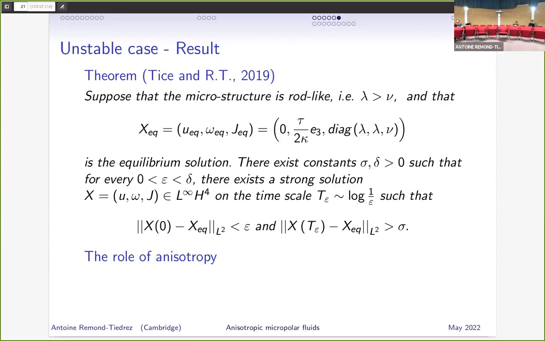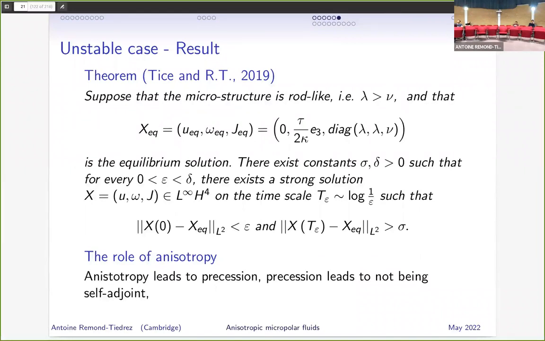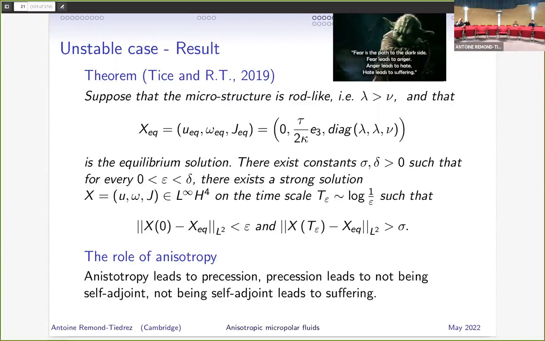And so as a summary, what does anisotropy do here? It leads to precession. Precession leads to not being self-adjoint. It leads to a lot of suffering with ugly polynomials. Of course, here I'm paraphrasing a great philosopher. So that's anisotropy in the unstable case.